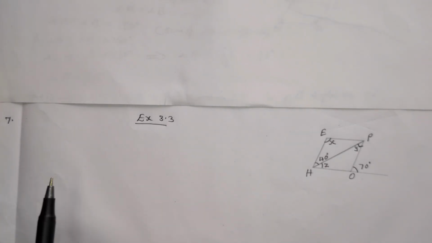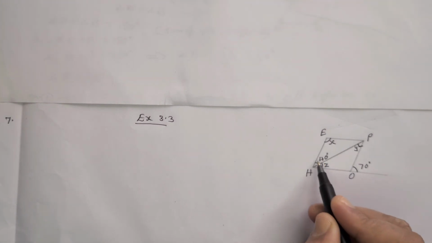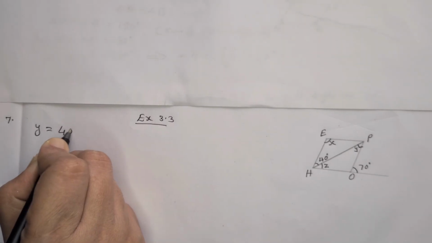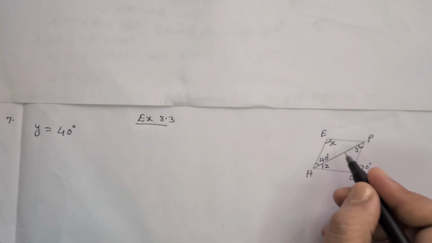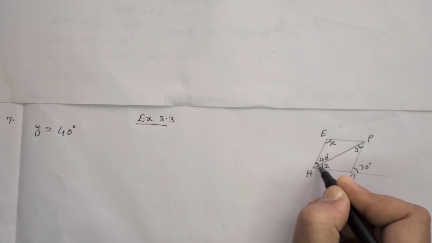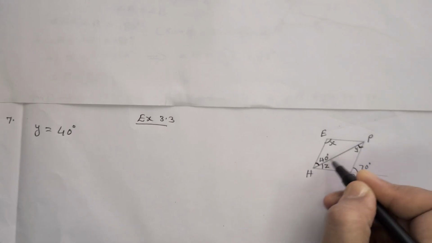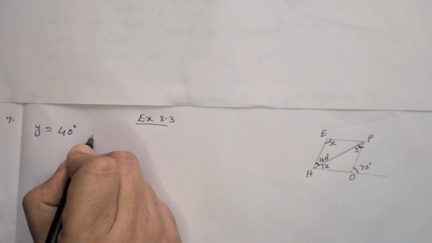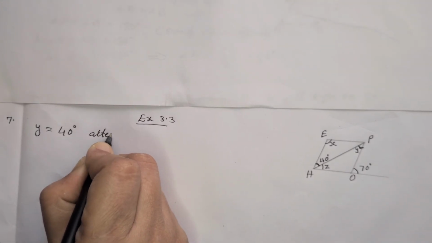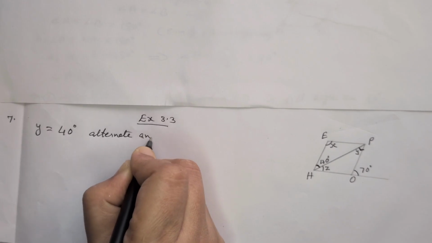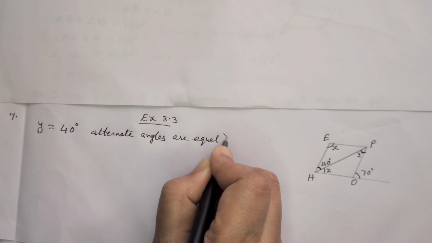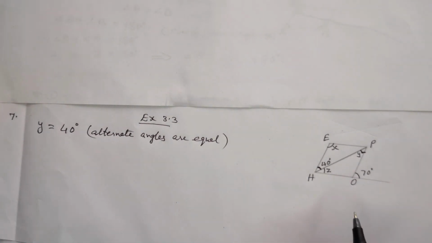Question number 7. To find angle measures of x, y, z. We can write y is equal to 40 degrees. Alternate angles: this angle and the angle on the other side of the transversal. So alternate interior angles are equal. y is equal to 40 degrees. Alternate angles are equal. That's the reason. Now we got y.